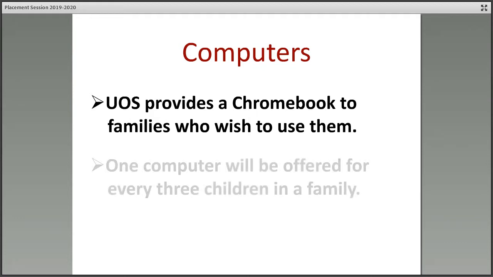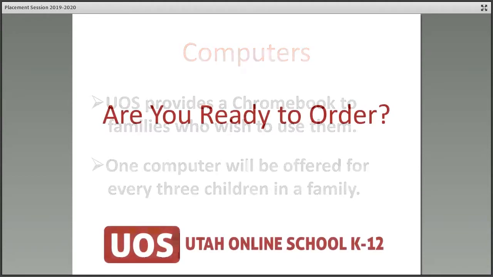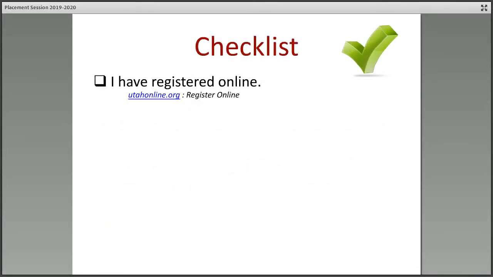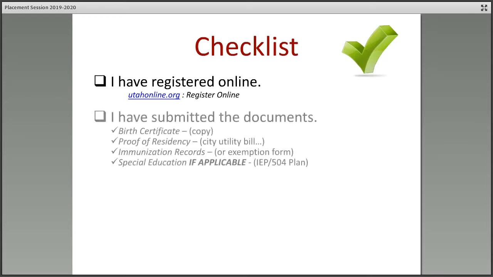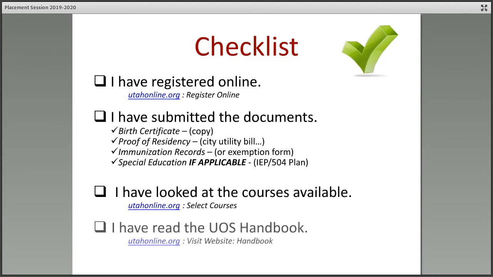After we have discussed all these steps, you may be wondering, are you ready to order? Let's go through a checklist. Check 1. I have registered online. Check 2. I have submitted the documents. Let's review these. A copy of the birth certificate, proof of residency, immunization record or exemption form, IEP or 504 if applicable. Check 3. I have looked at the courses available. Check 4. I have read the ULS handbook.